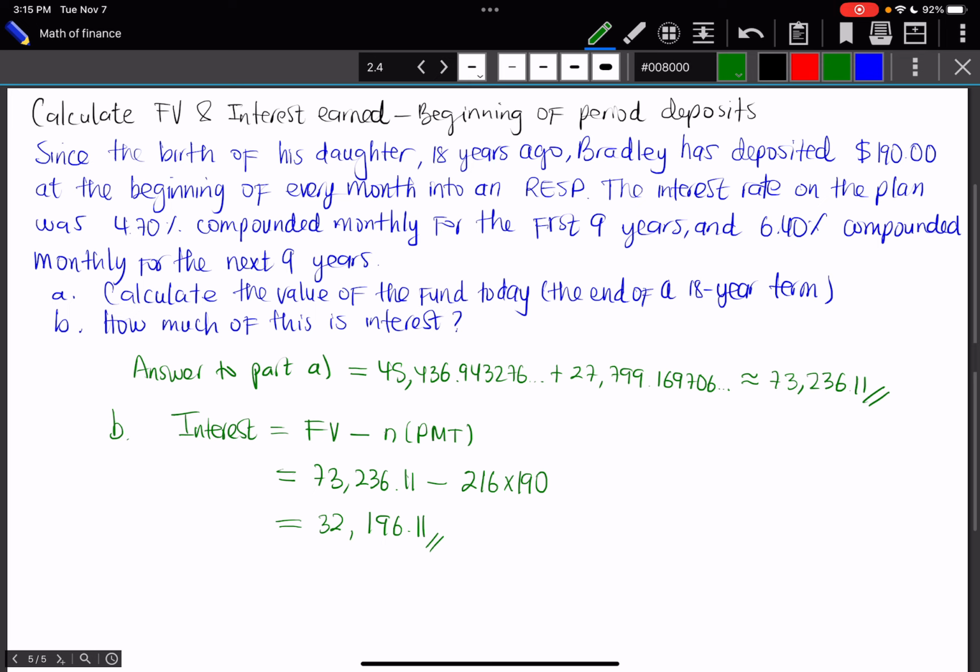And then for the second annuity, at the end of the 9-year period, the future value of that annuity was found using the formula that tells us that the future value of a simple annuity due is the value of the periodic payments times 1 plus i to the n minus 1, over i, and then times 1 plus i.